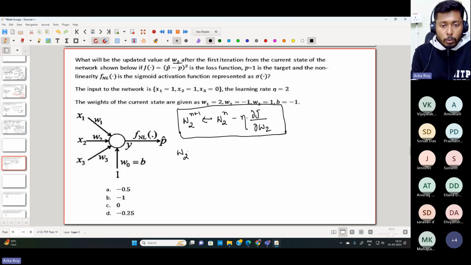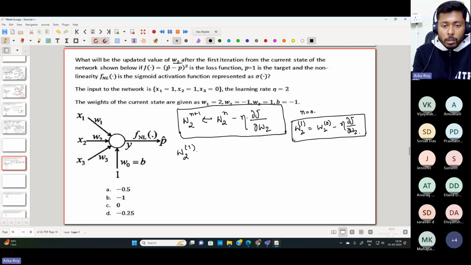Now let us proceed. So we have been told what the value will be at the first iteration. So n is equal to 0. That means W2 at iteration 1 will be W2 at iteration 0 minus eta into del J by del W2. So this is the equation.